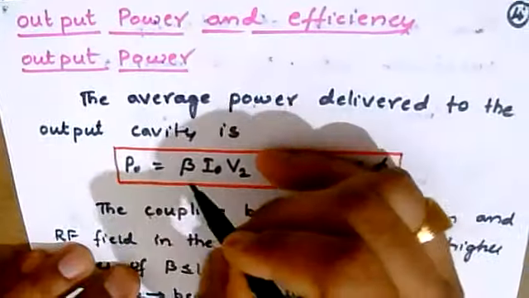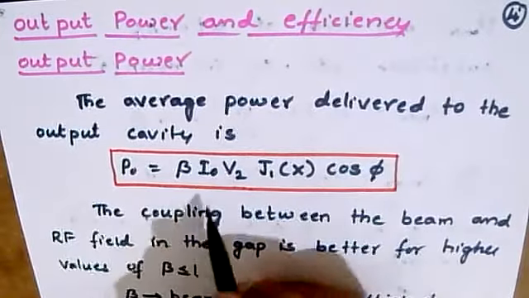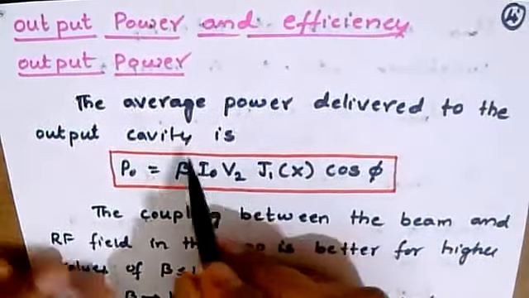where we have to approximate to derive the expression of output power, where we'll be taking these particular equations from the bunching process. After calculating that final equation of the bunching process, it has to be extended to several concepts, and then we'll get the output power which is being delivered to the output cavity.